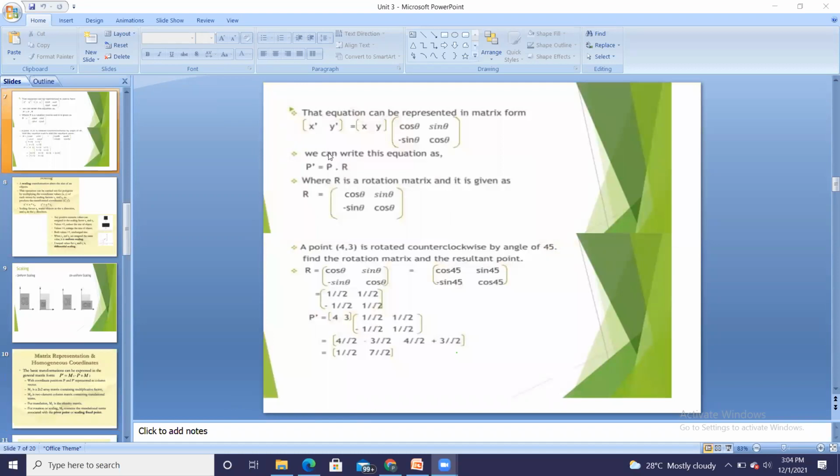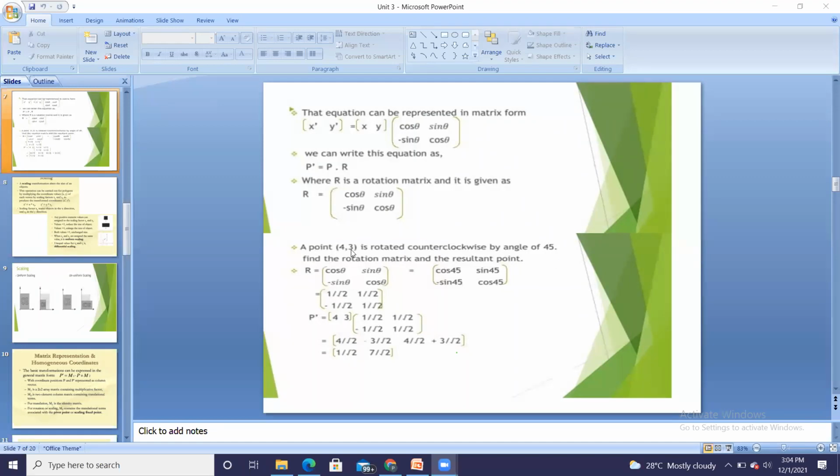Okay. So the equation can be represented in matrix form like this: xy cos minus sin sin cos. This is your anti-clockwise movement, where this is your T matrix, that is transformation matrix. Now let us solve the problem on it. So point 4,3 is rotated counterclockwise by angle of 45 degree. Find the rotation matrix and the resultant point.